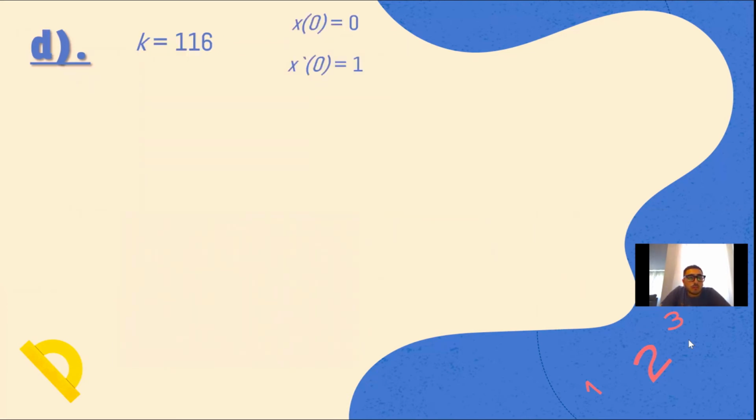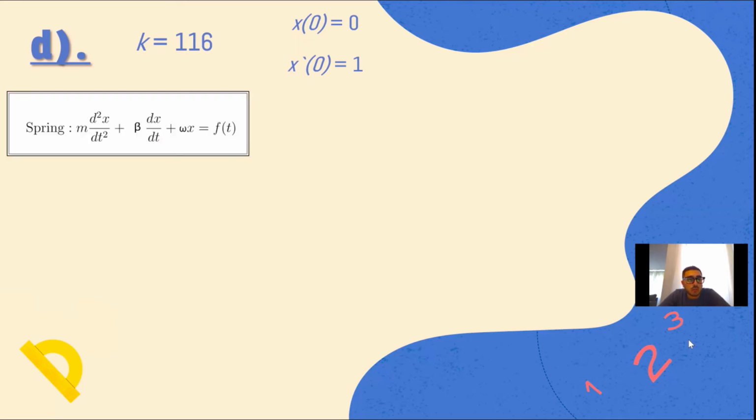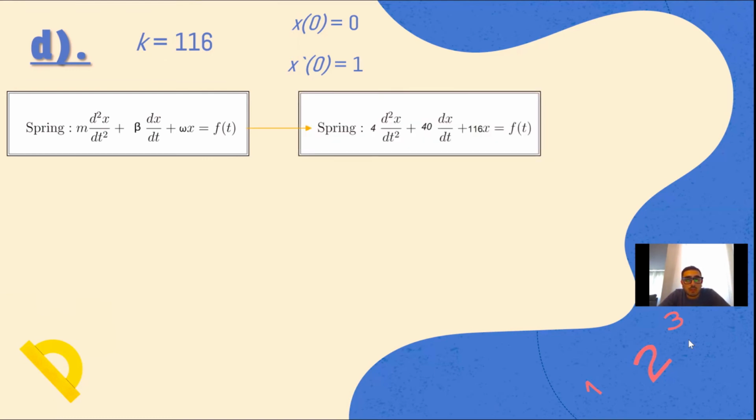So for D, it gives us the spring constant of 116. The given parameters: x prime equals 1 as the velocity. So we have the spring general equation. We plug in our numbers once again. We turn that into the auxiliary equation, 4m squared plus 40m plus 116. And once we divide out the 4 from the equation, we get a coefficient of 1 at the front.